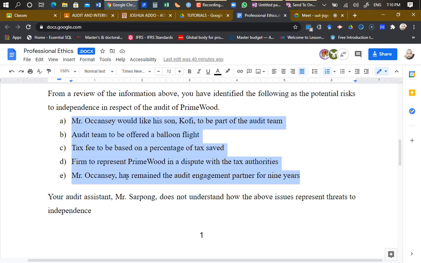I wanted us to talk a little bit about what Ruth said, the first person who talked about the self-interest threats when it comes to point A, Mr. Okansi wanting to have his son Kofi on the audit team. We heard what Ruth said clearly. I want to know your opinion, whether you have something to add or you have a different opinion and you want us to know about it. So it's a question to the whole class.